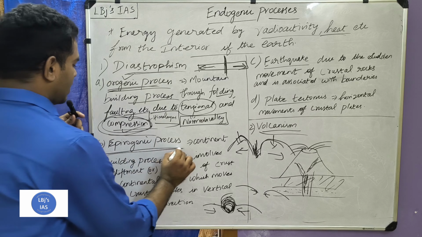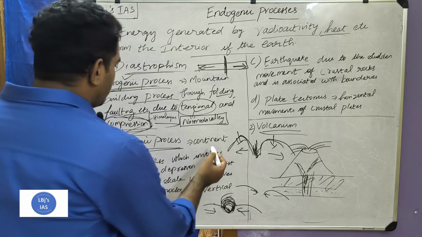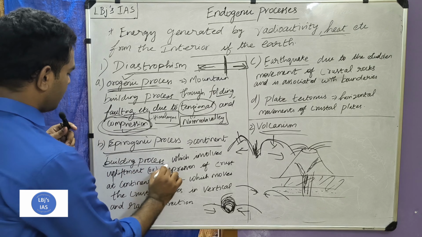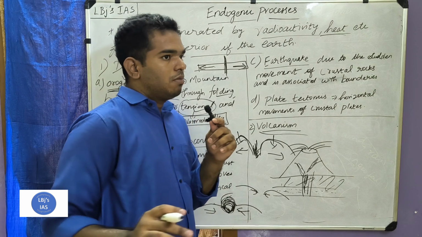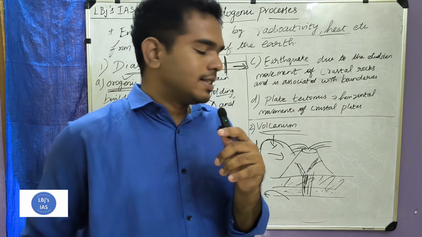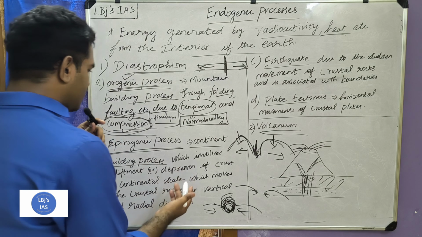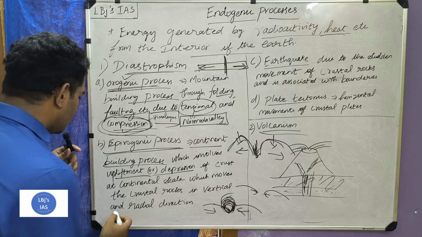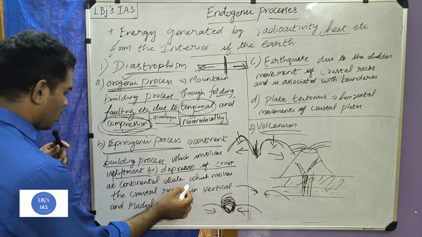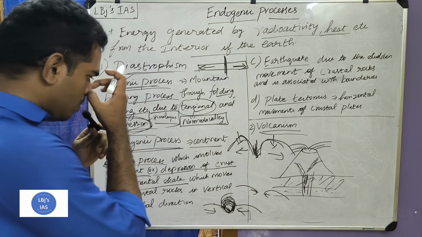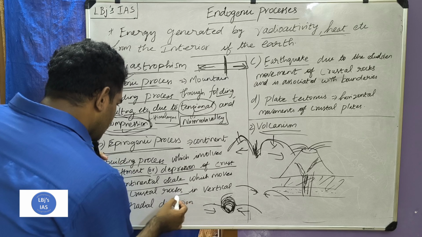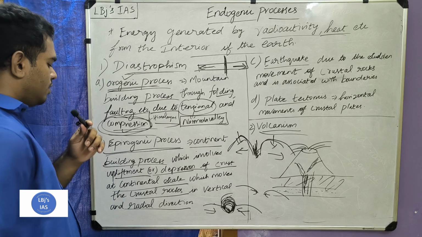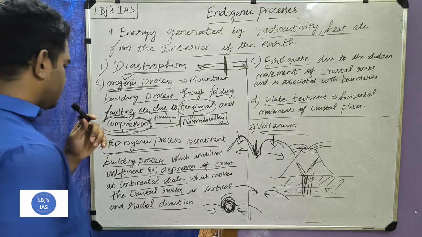Next one is the epirogenic process. The epirogenic process is nothing but a continental building process. It is the creation of continents. It involves an upliftment or a depression of the crust at a continental scale, which moves the crustal rocks in a vertical and radial direction.